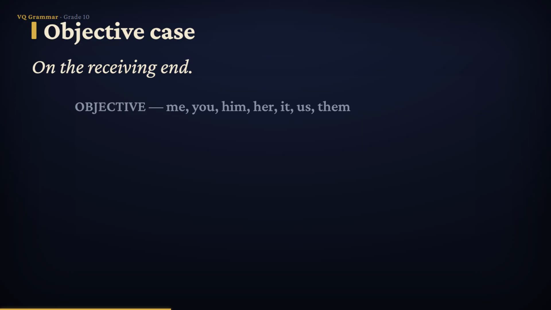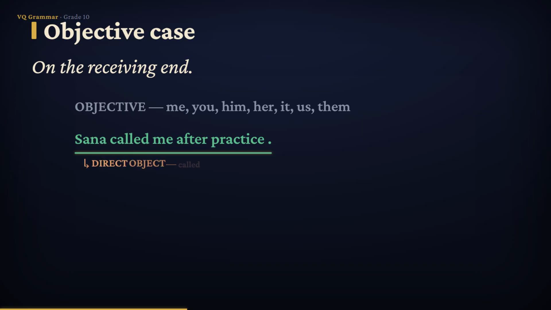Now the objective case. Me, you, him, her, it, us, them. Use it whenever the pronoun is on the receiving end of something. First as a direct object. Sana called me after practice. Called whom? Me. I am the one receiving the action, so the pronoun takes the objective case.